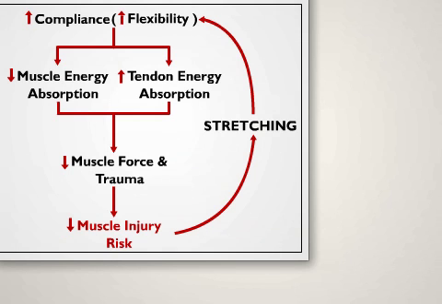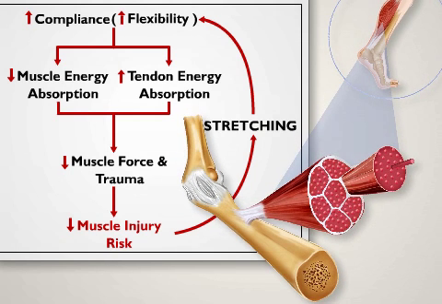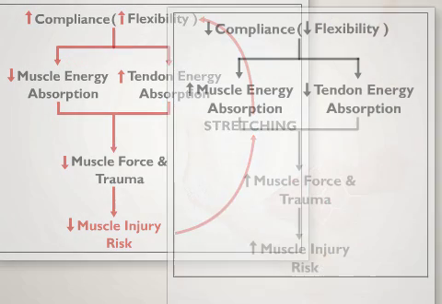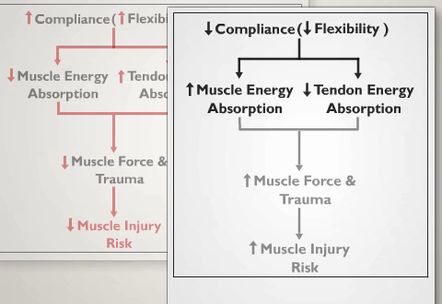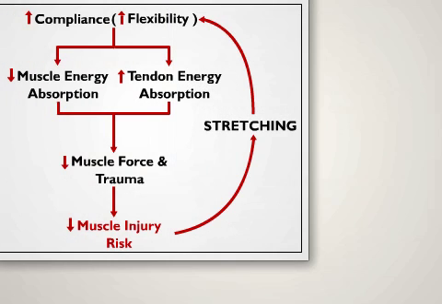The compliance or flexibility of the musculotendinous unit affects the relative amount of energy absorbed by the muscle and tendon. In other words, high compliance or efficient flexibility results in a relatively low amount of energy absorbed by the muscle and a high amount of energy absorbed by the tendon. Conversely, low compliance or poor flexibility results in a relatively high amount of muscle energy absorption and low tendon energy absorption. Since high muscle energy absorption may result in increased force and trauma to muscle fibers, increasing musculotendinous flexibility through stretching may lead to decreased trauma to muscle fibers, with a decrease in injury risk being the potential result.